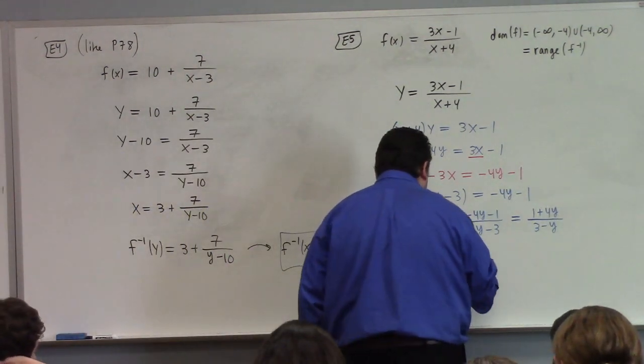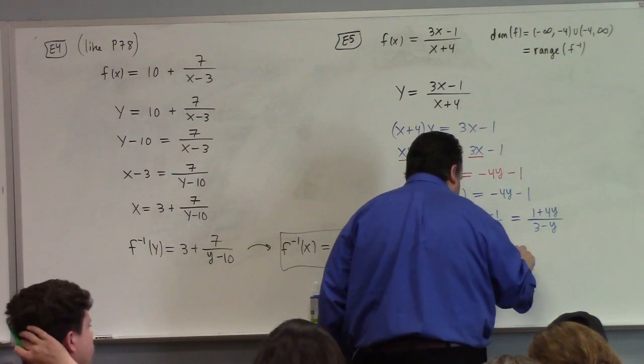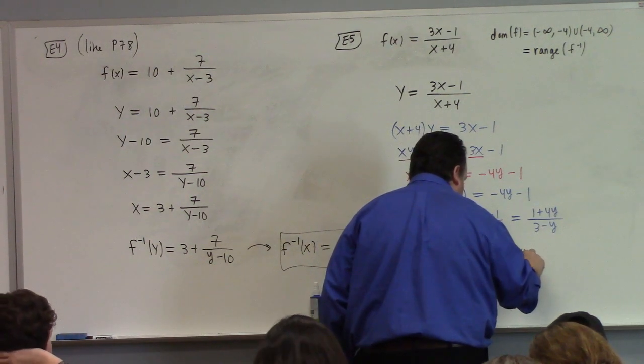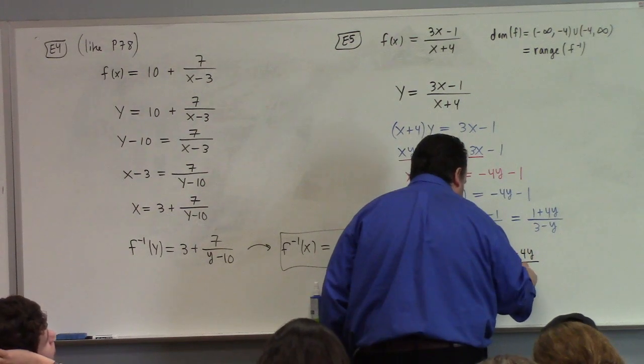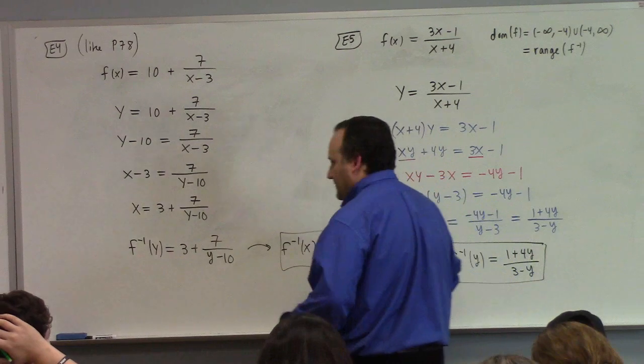So we got f inverse of y is equal to (1 plus 4y) divided by (3 minus y). There's your formula for the inverse function here.